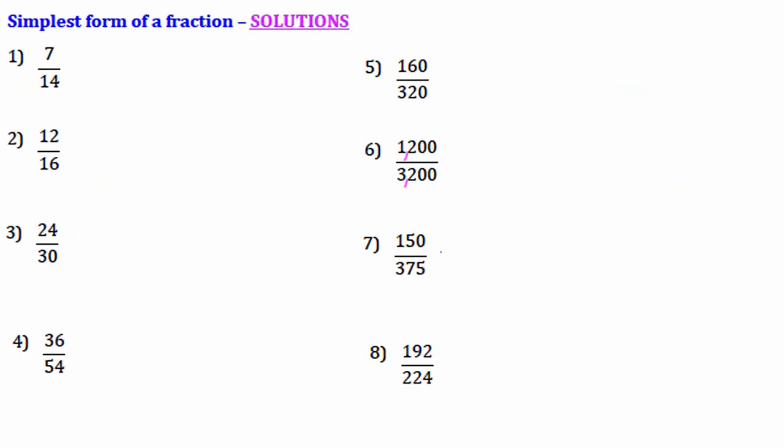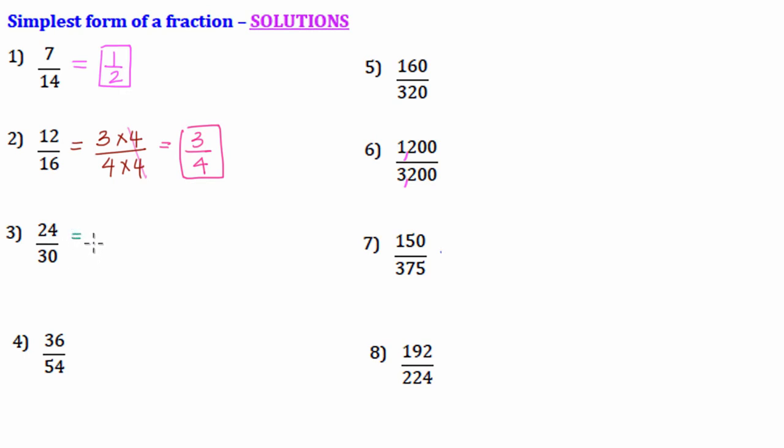Let's solve these problems. So the first problem is 7/14. We know that 7 is half of 14. So the answer is simply half. The next one, 12/16. 4 is a common factor, so we can rewrite 12 as 3 times 4 and we can rewrite 16 as 4 times 4. Cancel the common factor and we are left with 3/4, which is the simplest form of 12/16.